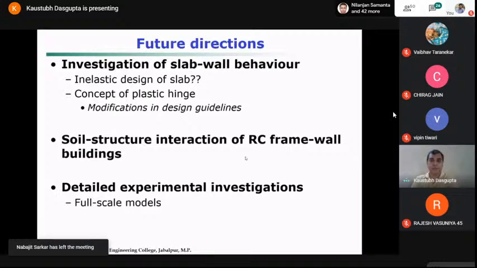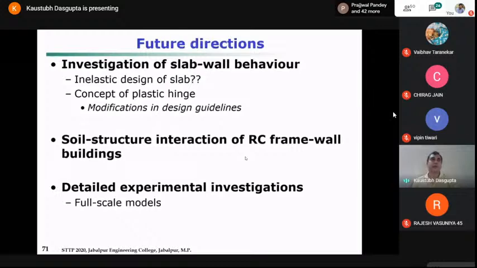It may not be possible when you have that squat panel type of behavior, because plastic hinge zone means very demarcated regions of damage, very clear regions of damage, which may not be possible to achieve in such cases. And then the soil structure interaction of RC frame wall buildings, because not much work has been done on this. People have studied. One of my PhD students has just completed his work on this. Let us see how things are.